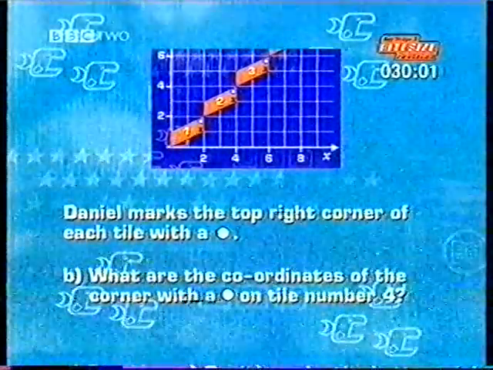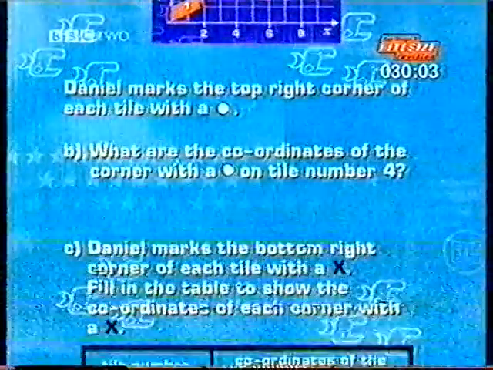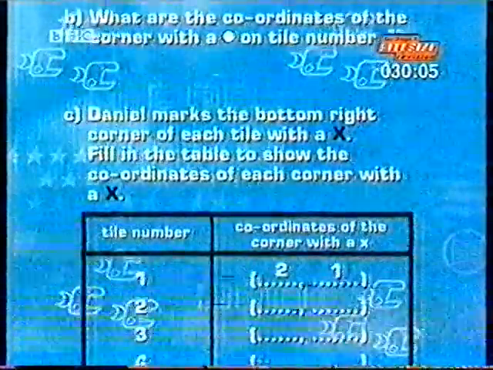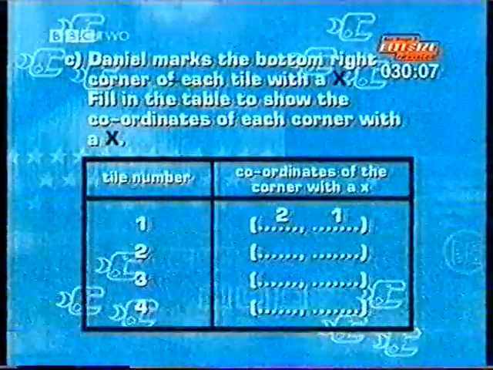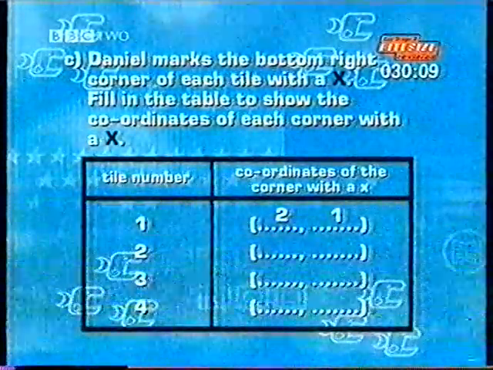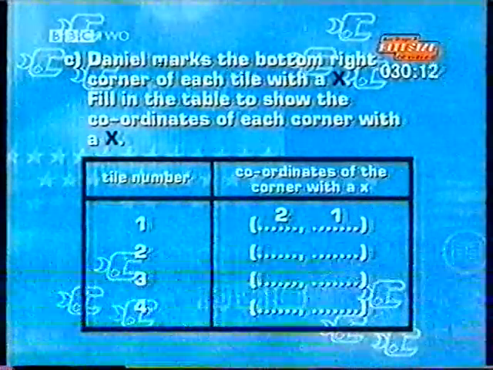Finally, Part C says, Daniel marks the bottom right corner of each tile with a cross. Fill in the table to show the coordinates of each corner with a cross. So, time to stop the tape and have a go at that.